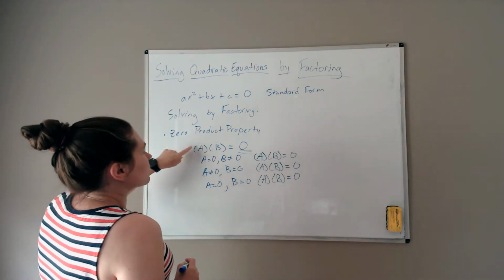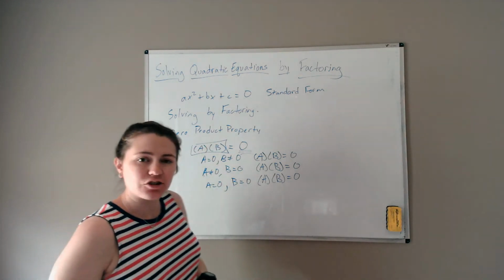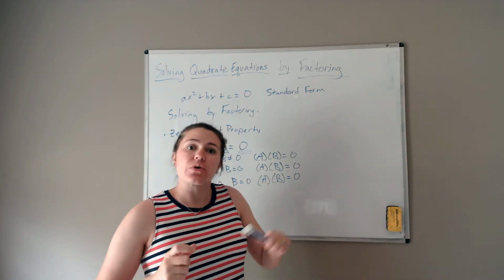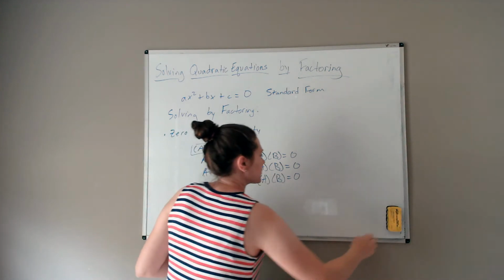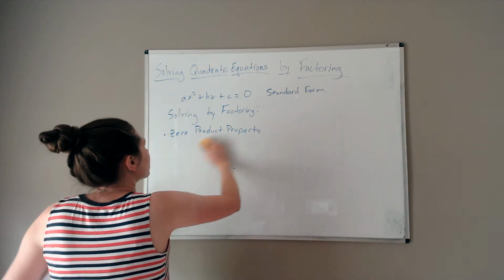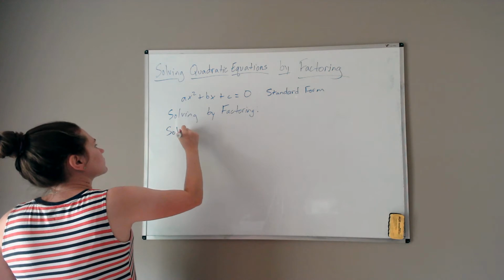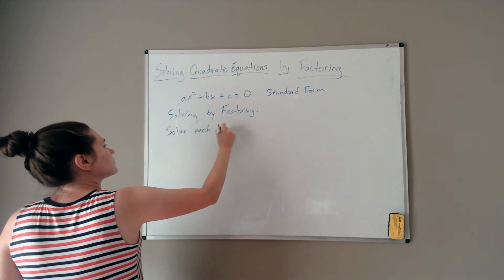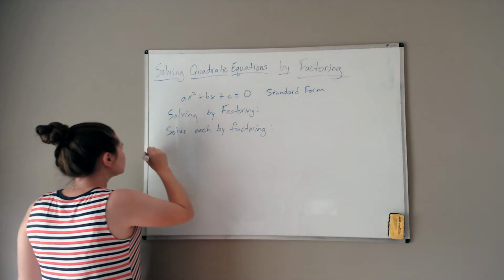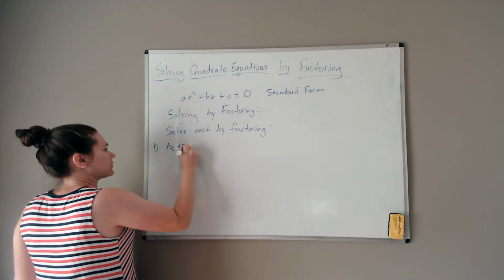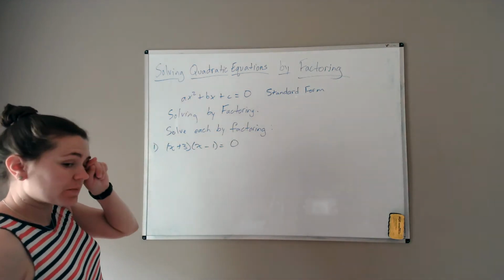So if one of the quantities is 0, then the entire product is 0. So this property is used when factoring because notice, this is a product. Factoring is when you write as a product. So you use factoring to help you solve quadratic equations. So we're going to solve the following by factoring. Now the first one, I'm going to give you already factored. Okay, x plus 3 times x minus 1 equals 0.